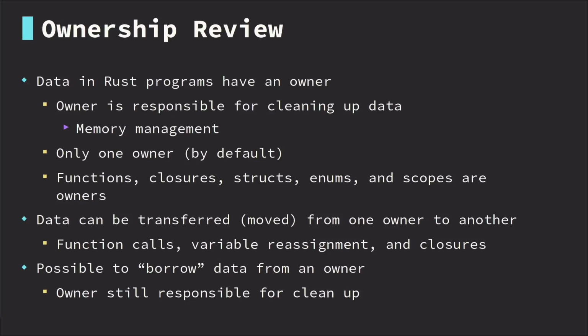Functions, closures, structures, enumerations, and scopes are all owners of data. So whenever you store data in a struct or send data to a function or closure, those become the owner of that data. Data can be moved from one owner to another through assigning variables and through calling functions. It is also possible to borrow data from an owner, although the owner still needs to clean up the data. Borrowing is done using the ampersand symbol, and the code borrowing the data is never allowed to clean up that data.